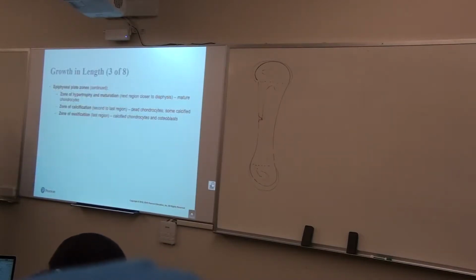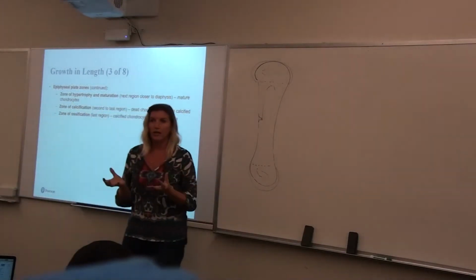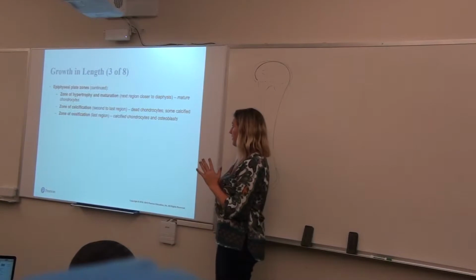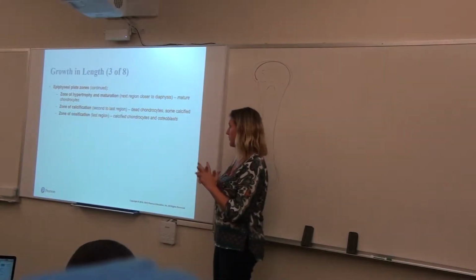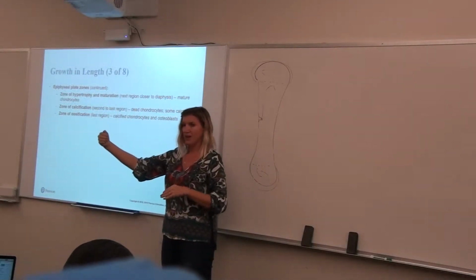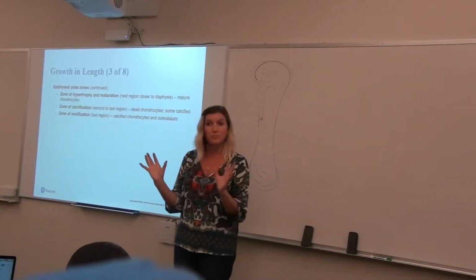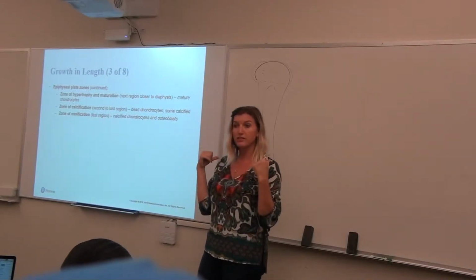All right. The zone of hypertrophy, right? Hypertrophy means growth, so this is where lots of growth is occurring. The zone of calcification is where calcification is happening, and the zone of ossification is where all of those calcified chondrocytes and osteoblasts live and become surrounded by the calcium. So remember, calcification is just depositing the calcium. Ossification is taking that calcium, right, and packing it around bone cells, right, to form those osteons that we mentioned in the last lecture.